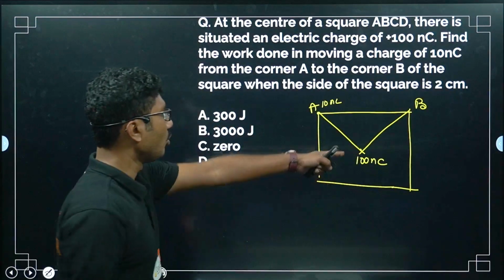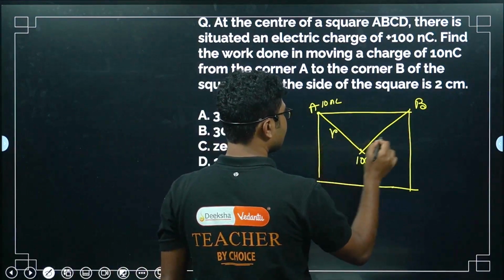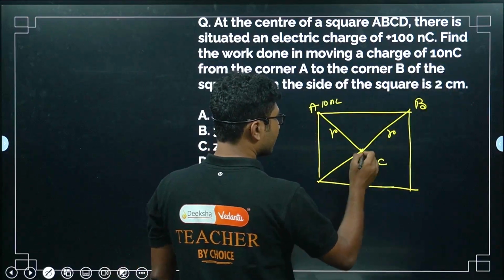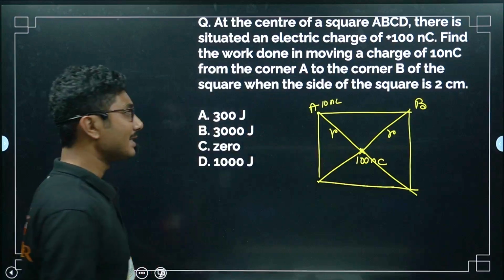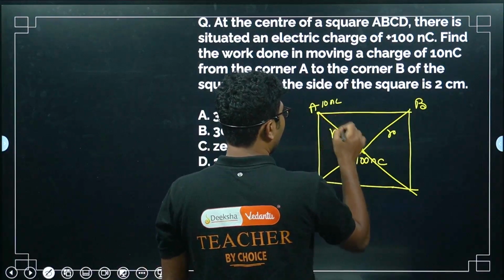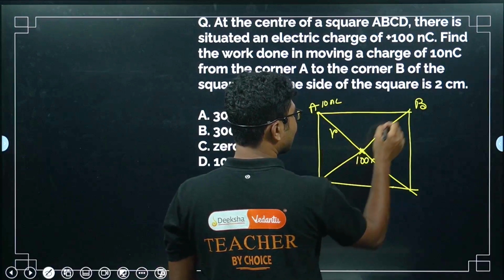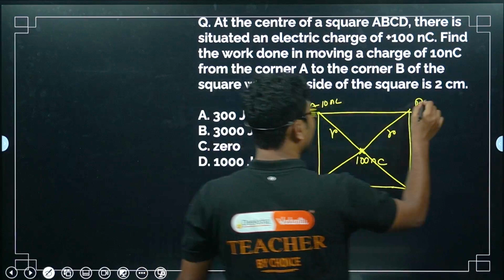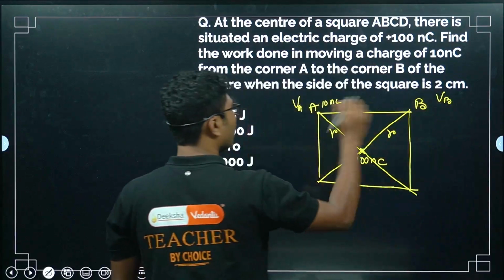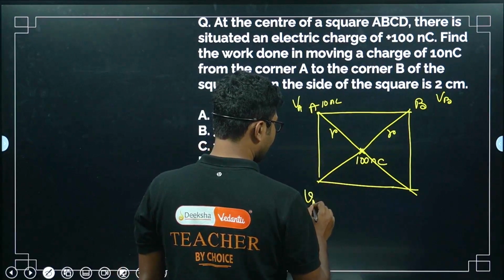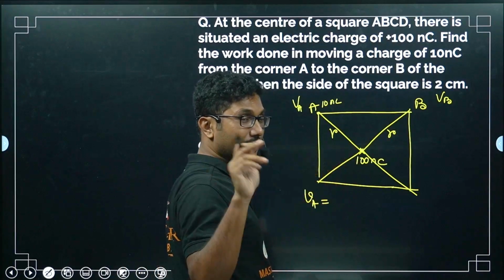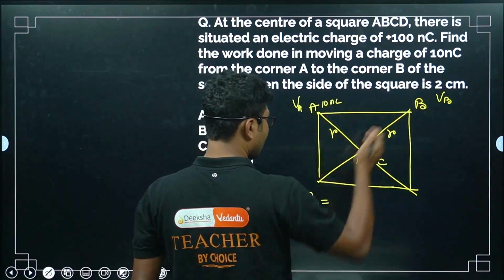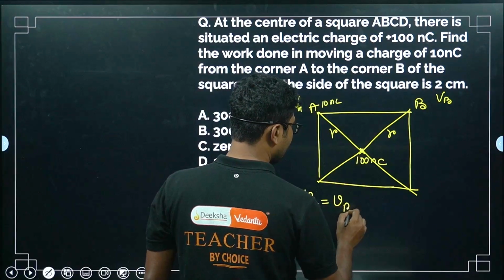Now, if you see, both the points are equidistant, right? If this distance is r, this will also be r because it is the center. For a center, we know that all the vertices are at the same distance. So, whatever distance from this point to the center will be the same from this point to the center. So, if the potential at this point is VA and the potential at this point is VB, both potentials will be the same because potential is a scalar quantity and it only depends on kQ by r. K is constant, Q is given here, and r is constant here as we see. So, VA equals VB, right?